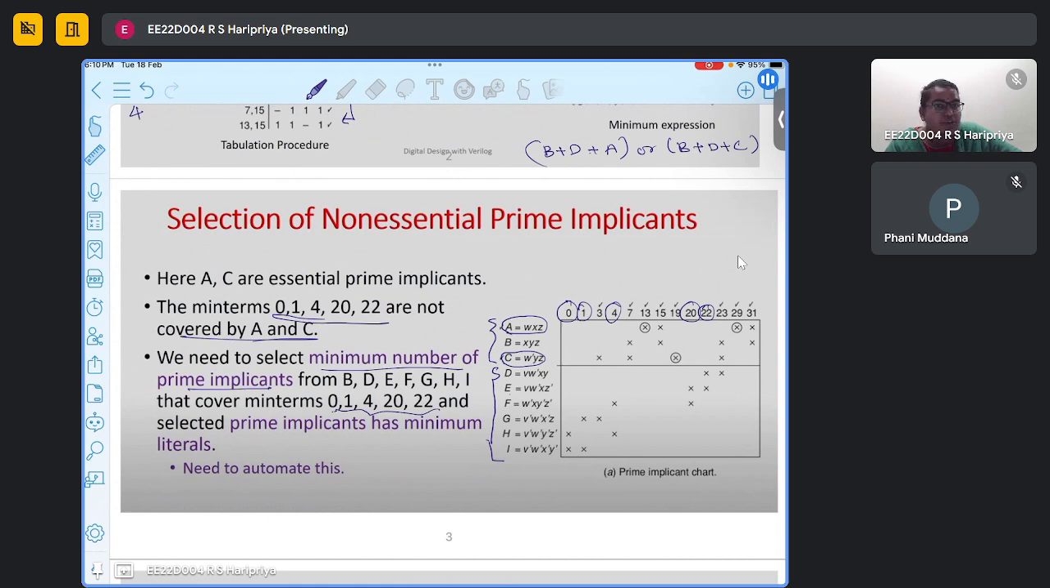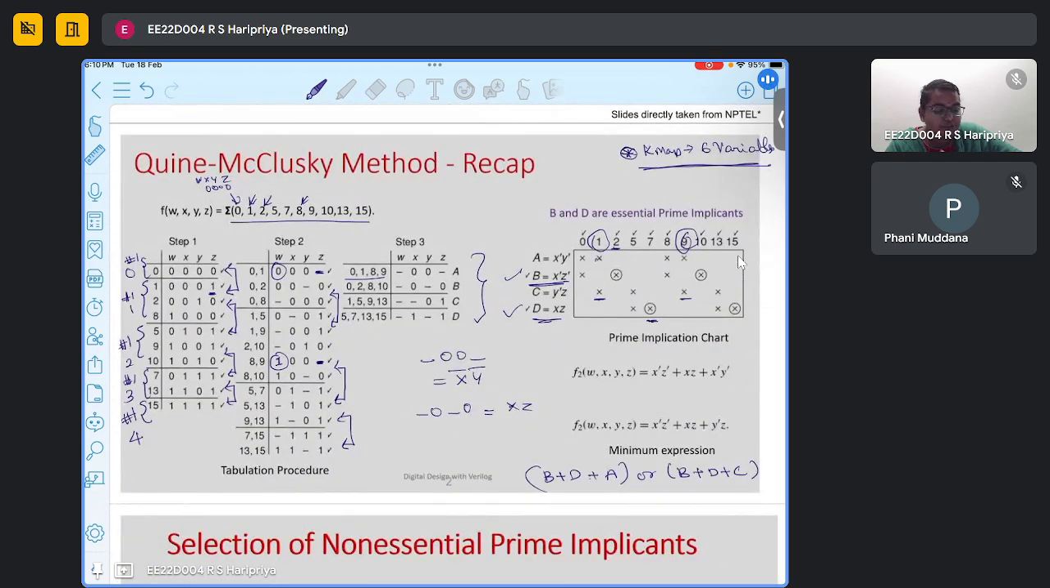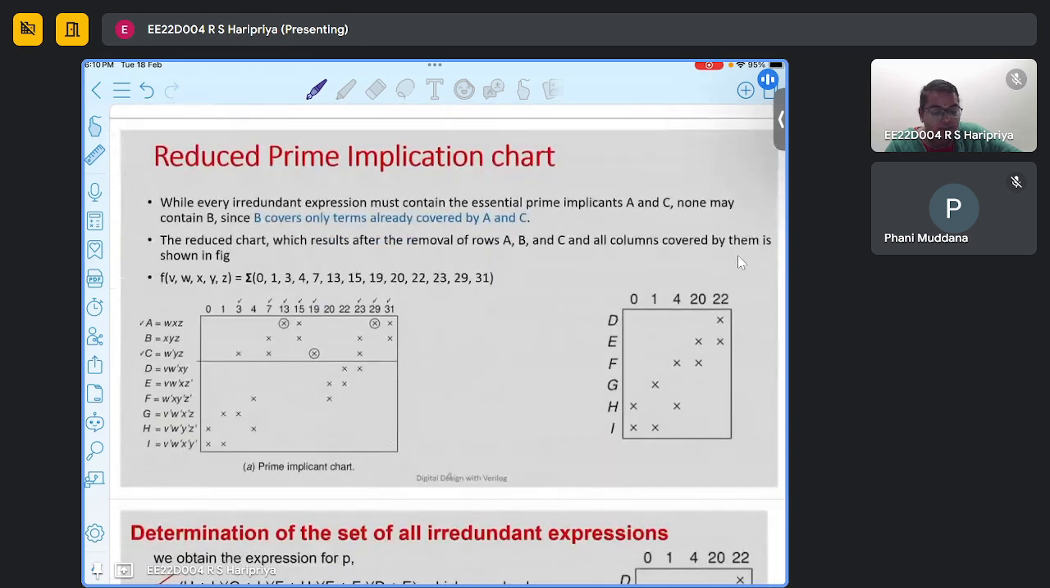So can we automate this process? Here we saw for the leftover minterm we had options, either E or D. Can we automate this, and can we reduce this prime implicant chart? To reduce the chart, we will remove A and C, and also any other redundant terms.